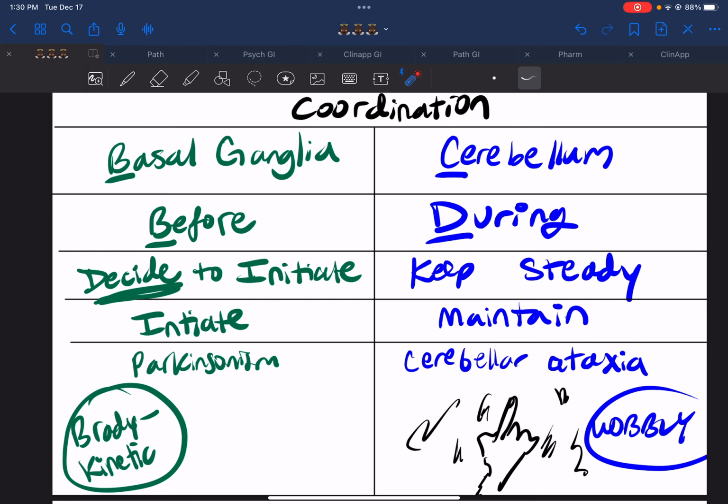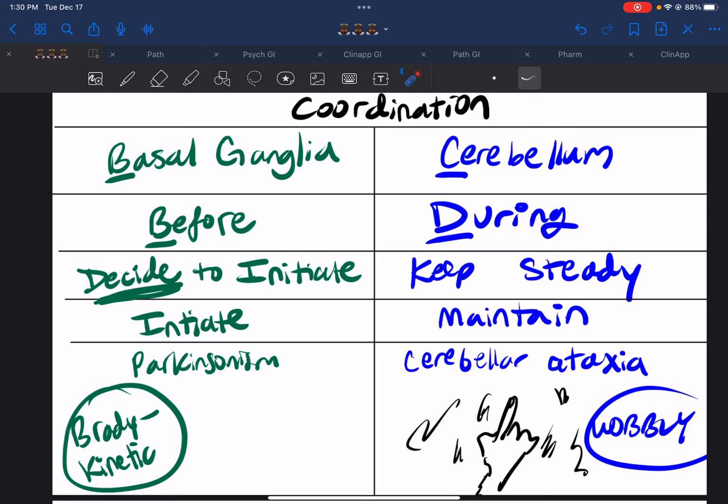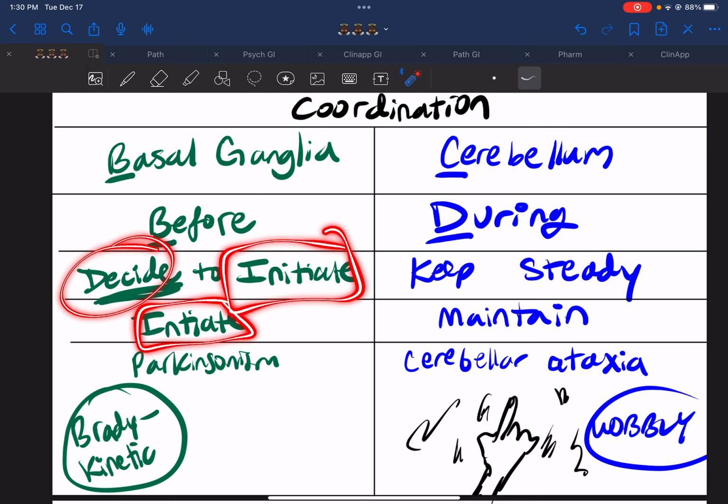So they don't have an action tremor, also known as cerebellar ataxia, same sort of thing. Rather, they have bradykinesia. They're slow to even start the movement. It's like, come on, man, are you going to do it or not? They're just slow and having trouble. It's because their basal ganglia has trouble initiating the movement. It has trouble deciding whether to do it or not.